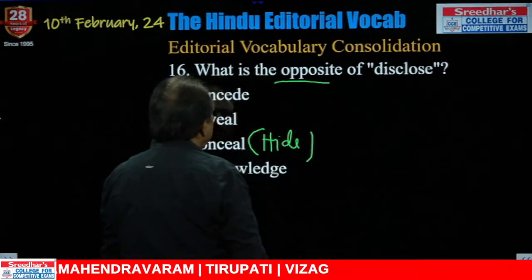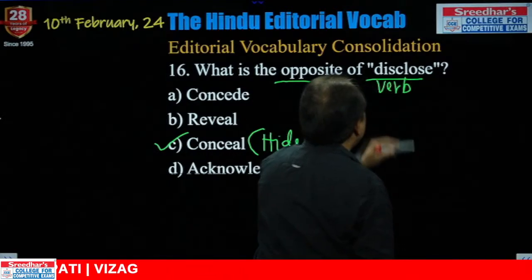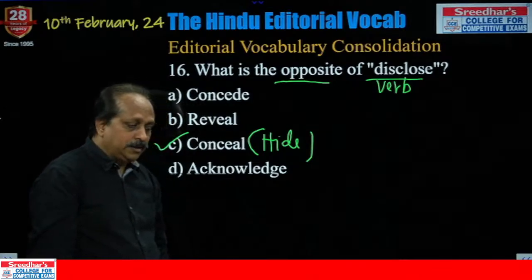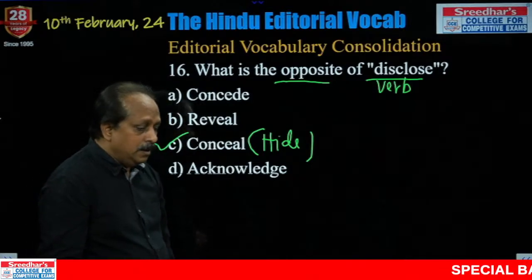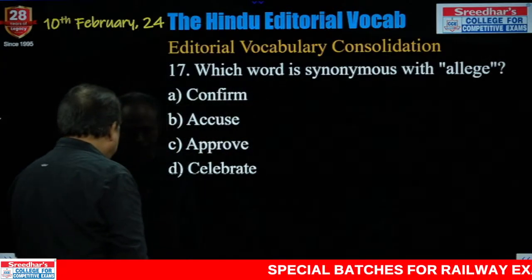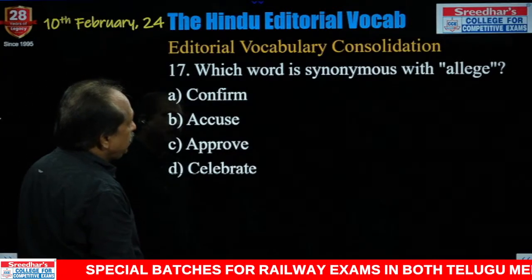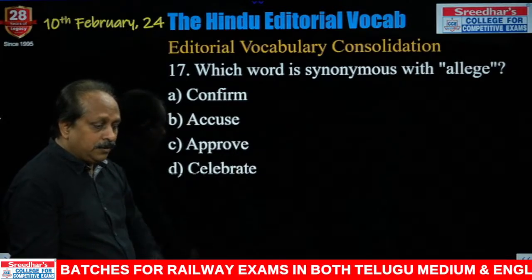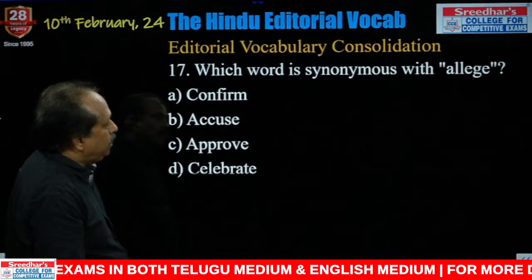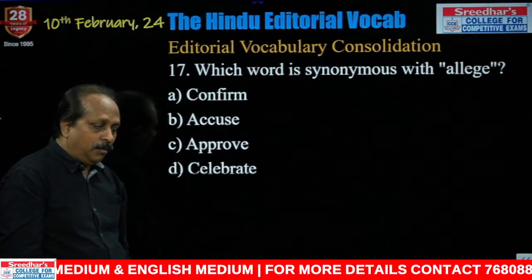Which part of speech is disclose? It is a verb. Disclose, disclosed, disclosed. What is the synonym? Reveal. Antonym, conceal. Question number 17. Which word is synonymous with allege? Now they're trying to find out the synonym. Which word is synonymous with allege? Allege is the verb form, allegation the noun form.